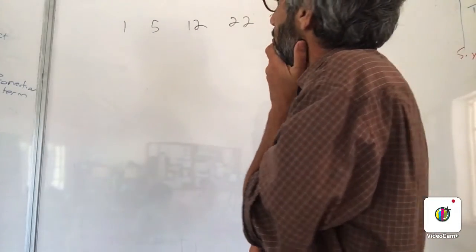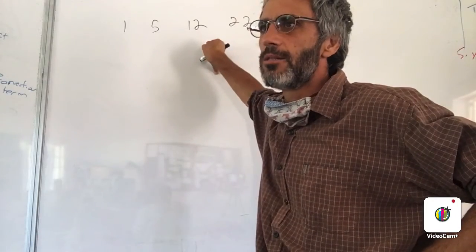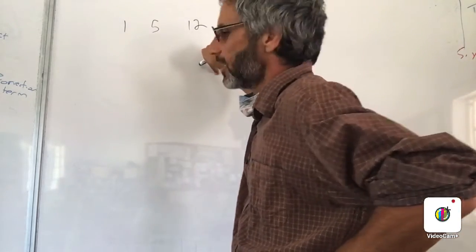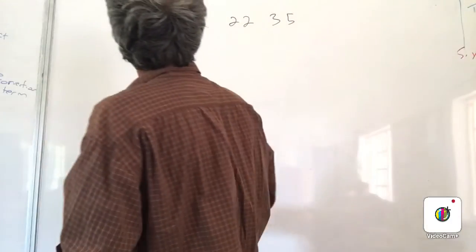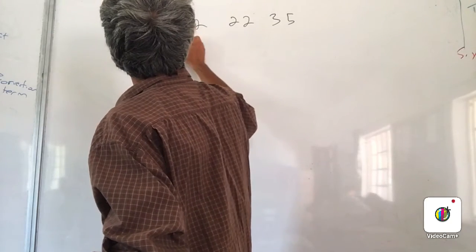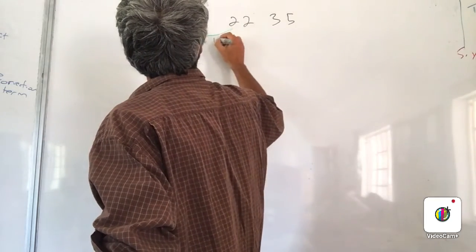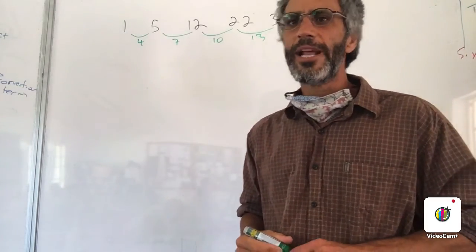That was a linear expression, or a linear pattern. Now we've got something which is not linear. How do I know it's not linear? It's not going up in constant numbers. So here it goes up by 4. Here it goes up by 7. Here it goes up by 10. Here it goes up by 13. So it's definitely not linear. But it is something we work with.